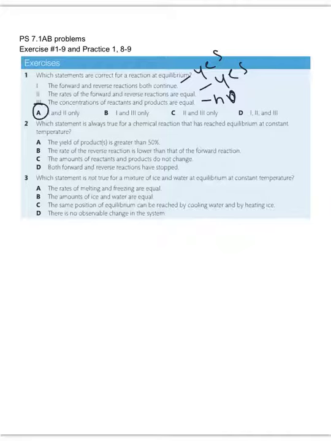Number 2 says, which statement is always true for a chemical reaction that has reached equilibrium at constant temperature? A says the yield of product is greater than 50%. It can be, but it's not always true. B, the rate of the reverse reaction is lower than that of the forward reaction. That's never true because then it's not at equilibrium. C, the amounts of reactants and products do not change.